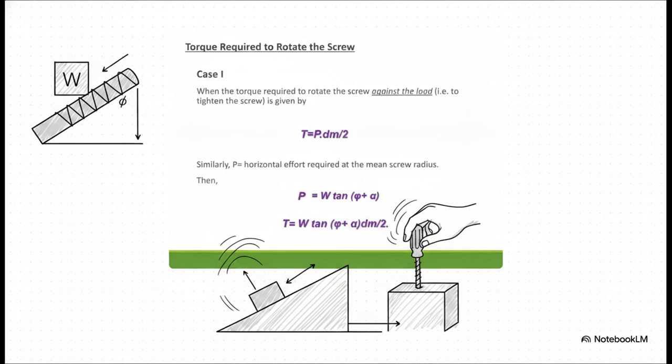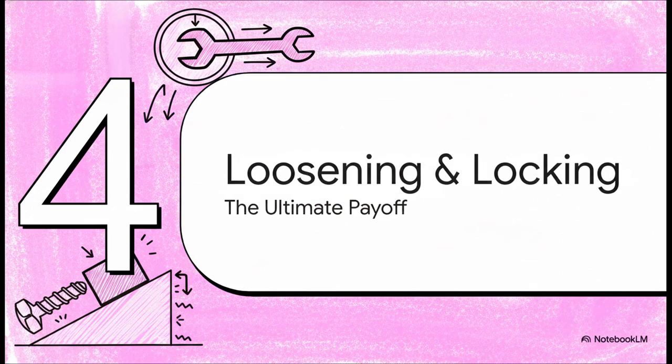So the crucial point is, when you tighten a screw, you're actually fighting both the steepness of the ramp and the friction of the surface. You are literally pushing the load up the hill. And that leads right into section 4, loosening and self-locking, the ultimate payoff.